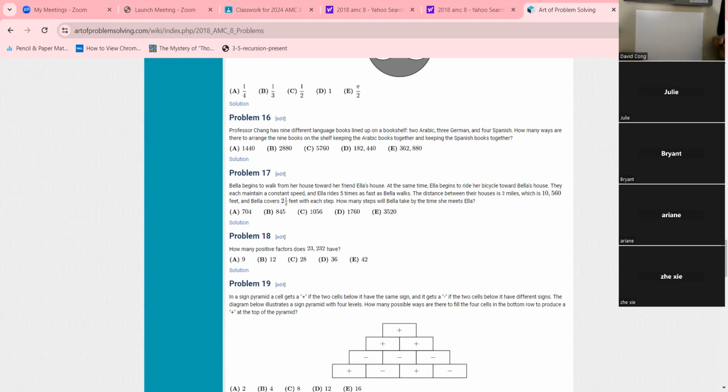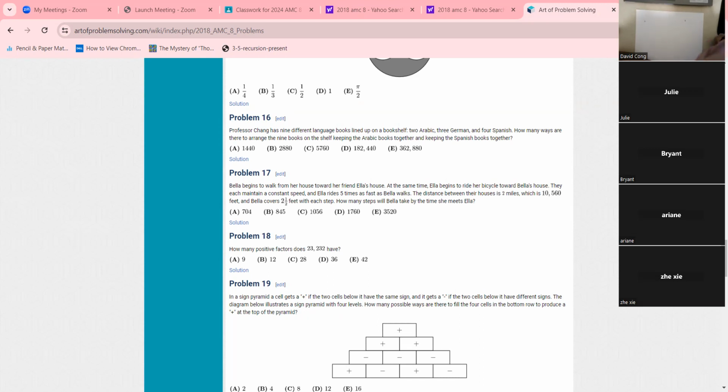Okay, question 17. Bella begins a walk from her house to her friend Ella's house. At the same time, Ella begins to ride her bicycle towards Bella's house. Let's draw this. You get Ella and Bella. They maintain a constant speed. Ella rides 5 times as fast as Bella walks. The distance between their houses is 2 miles or 10,560 feet.